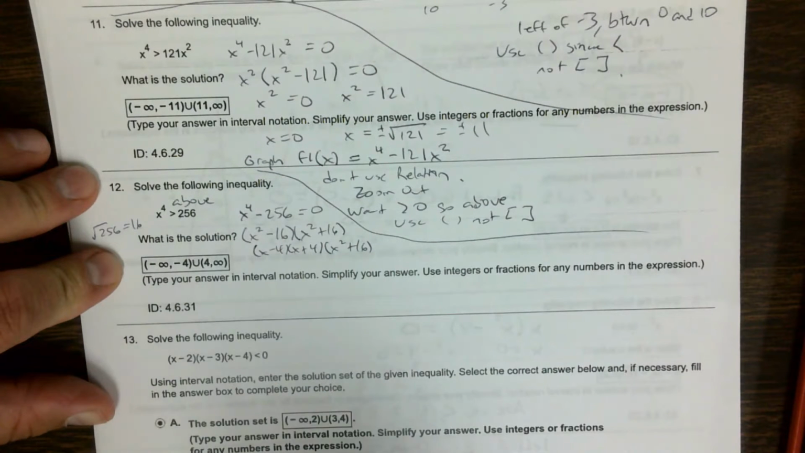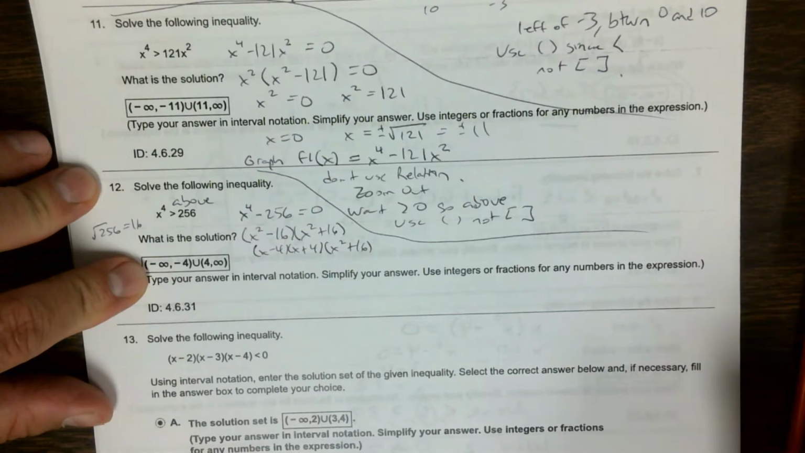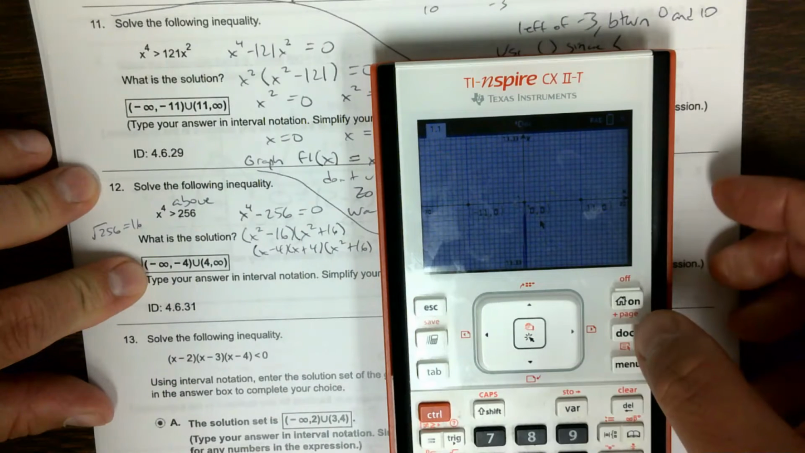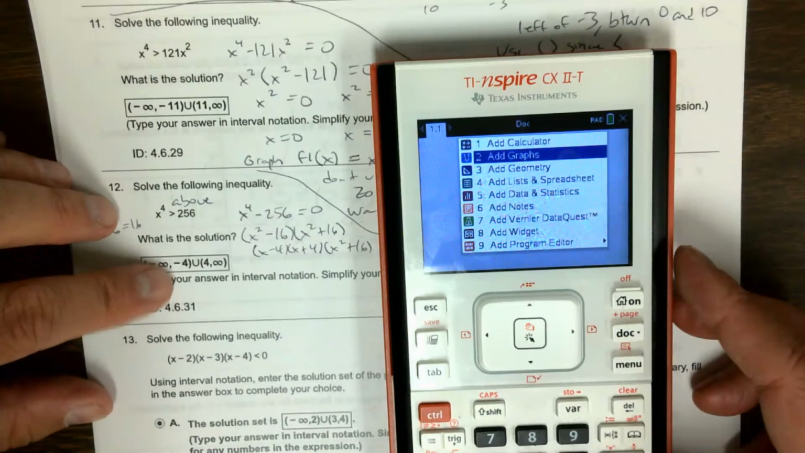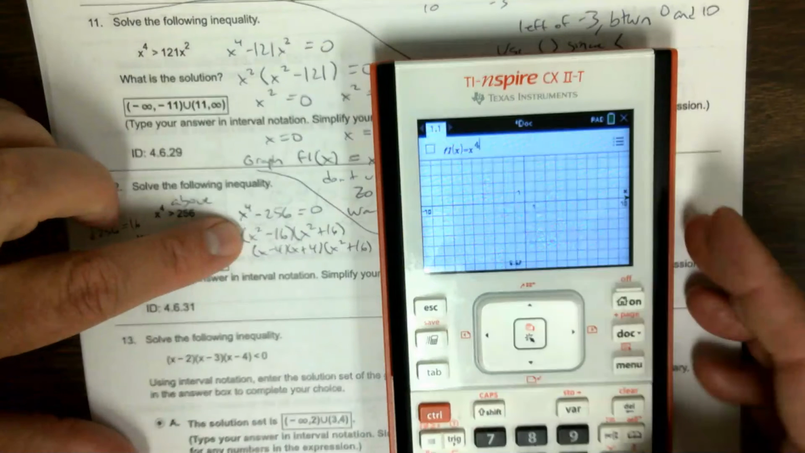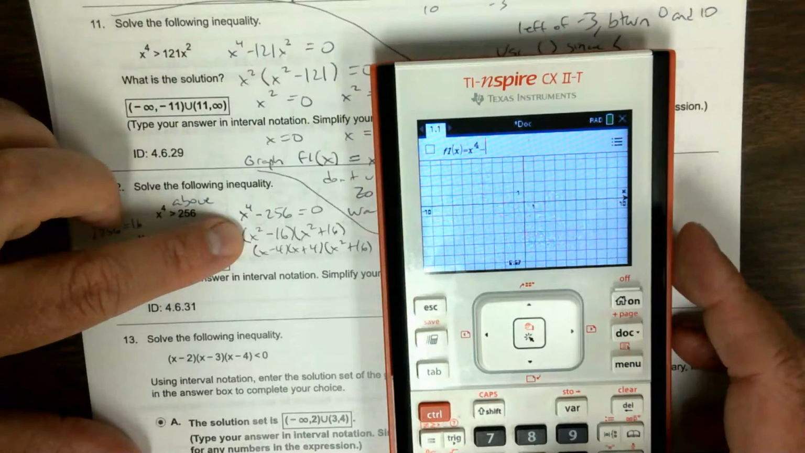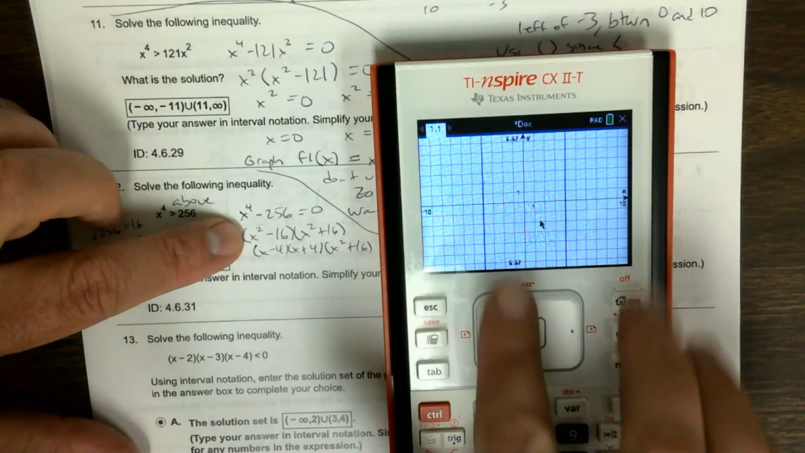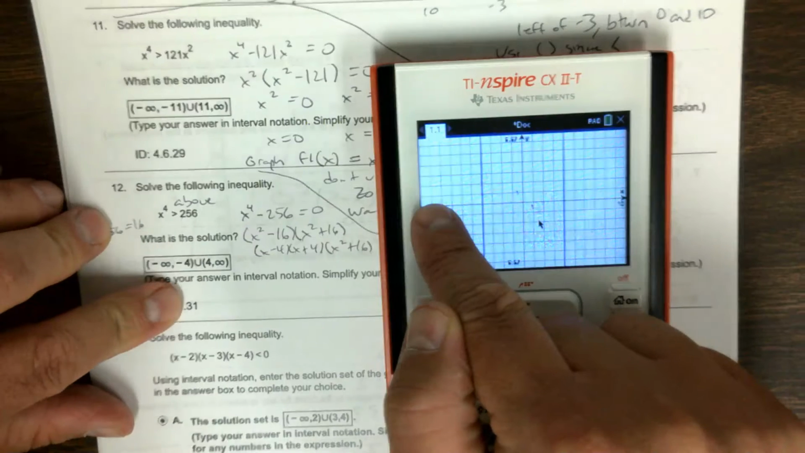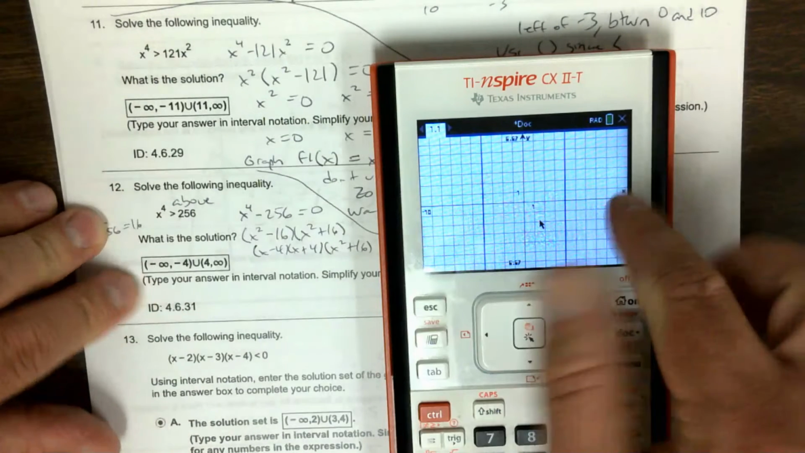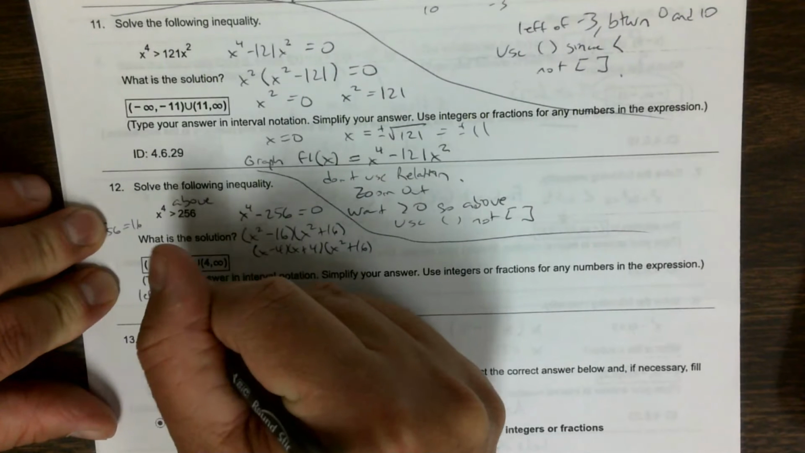So negative 4 and 4 are what we're interested in. Again, if we just go to the graph, we go with x to the 4th minus 256, and there's your negative 4 and 4. We want above, so left of negative 4 and right of 4.